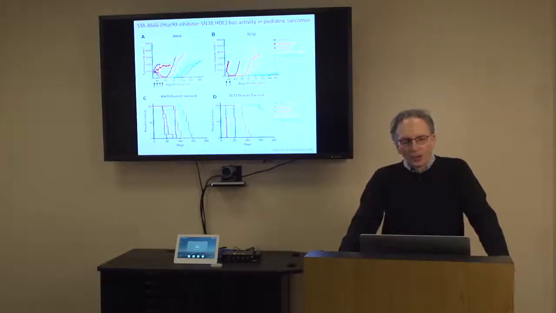Shown in these graphs are the responses of a rhabdomyosarcoma line, RH30, to either HSP90 inhibitor alone, which is ganetespib in this case, shown in the red line in panel A, to irinotecan alone, shown in the purple line, and to 3 different doses of this conjugate that I've discussed, shown in the yellow, blue, and dark purple lines.